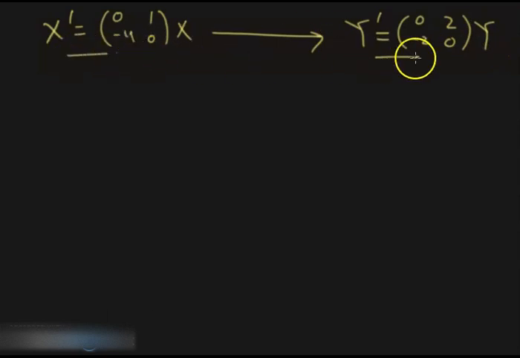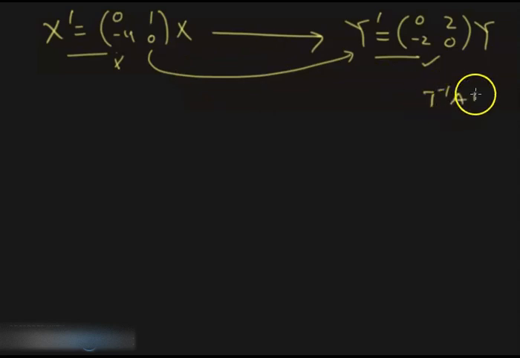So what we did: we had a system x prime equal to 0 1, minus 4 0 times x, and we converted it into another system, 0 2, minus 2 0 times y. These are two different systems, but in fact they are related through a transformation. This was not in the canonical form, this is in the canonical form, and we converted it with the help of the transformation T inverse A T. What has happened in the phase portrait, I can show you. But before that, let me tell you how the solution will look, as we have done in the previous cases of the purely imaginary eigenvalue case.